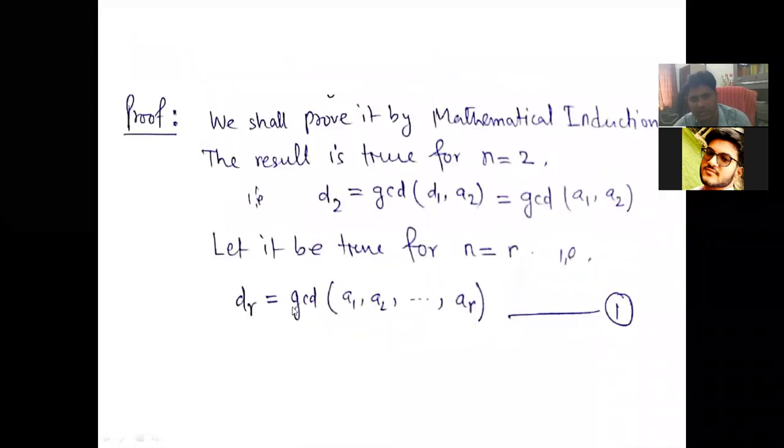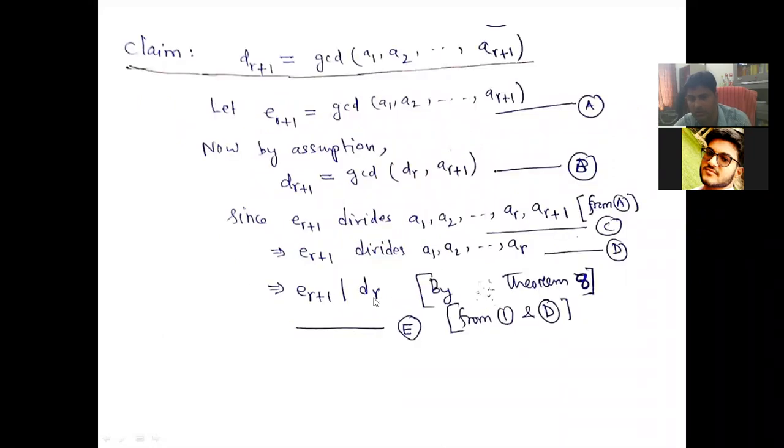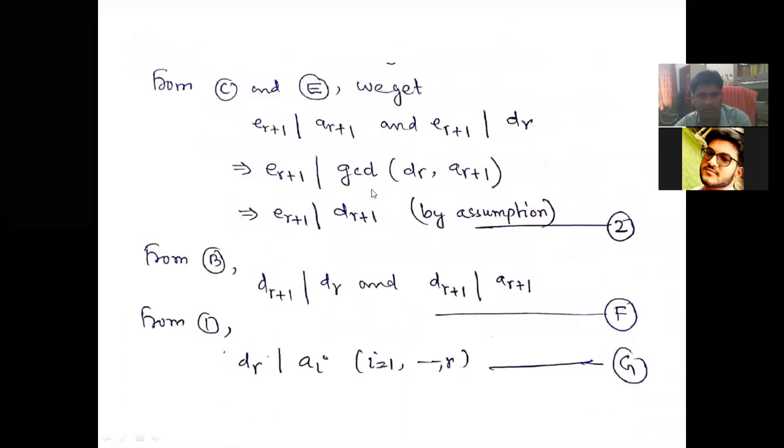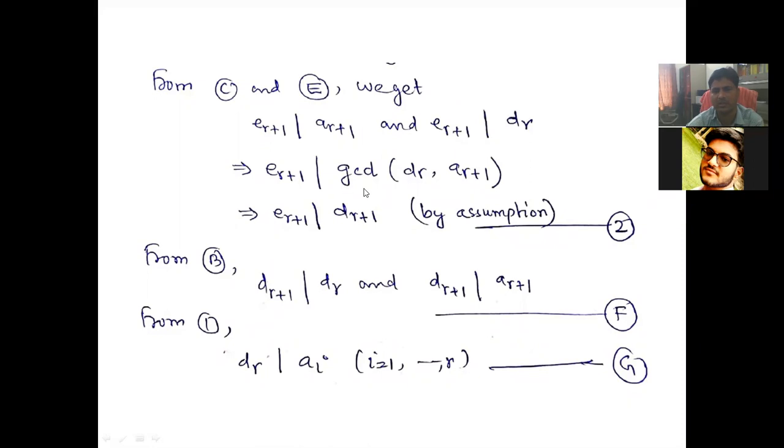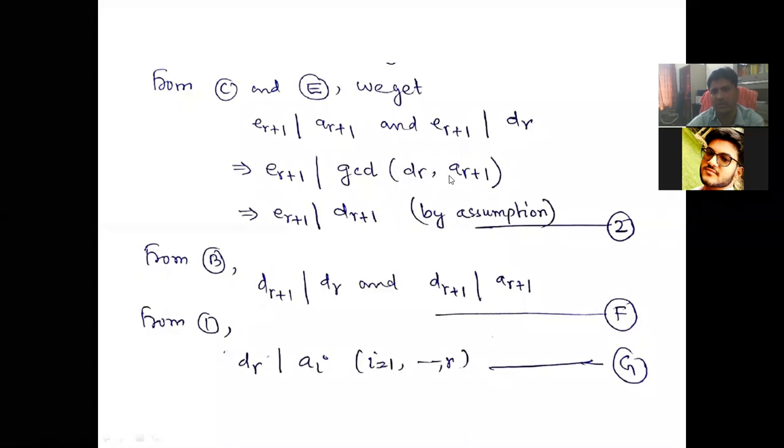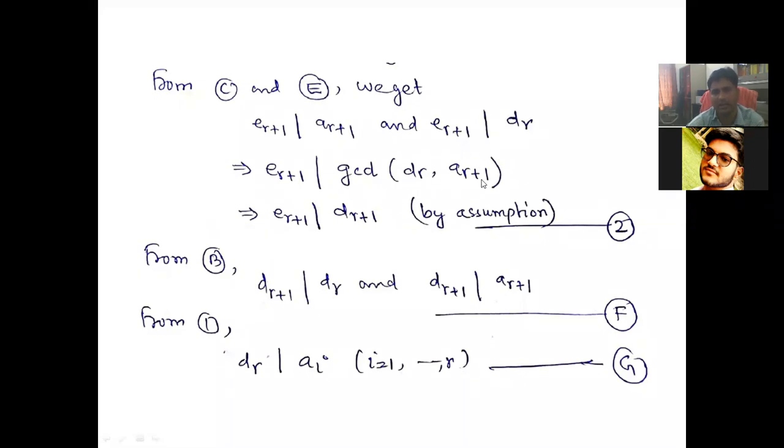And what is D_r? GCD of this. So a common divisor divides the GCD, the greatest common divisor. So E_{r+1} divides D_r. This is your relation E. Similarly, from C and E we get E_{r+1} divides A_{r+1} and E_{r+1} divides D_r. This implies E_{r+1} divides GCD of D_r, A_{r+1}.